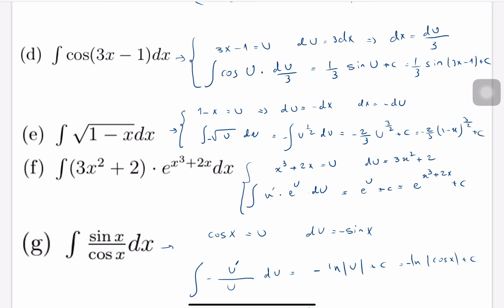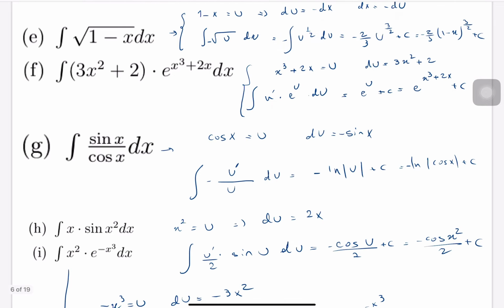And now we understand that if we have the derivative of u in the formula, we can easily solve the equation with this method. For example, here you see cosine x is u. The derivative of this formula will be minus sine.